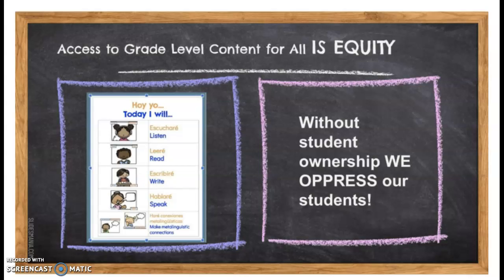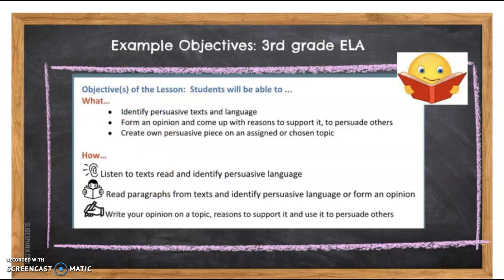Explicitly teaching students which language domains they will use to learn the content helps them acquire the language and the skill. And without this access to grade level content, we oppress our students. This is an example of an international school in China. Students are allowed to use Google Translate and write in their first language as well as the target language, which is English, to express their ideas.